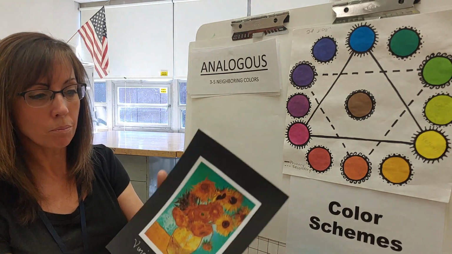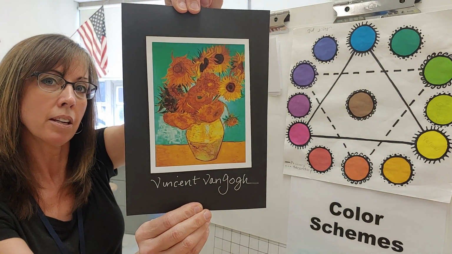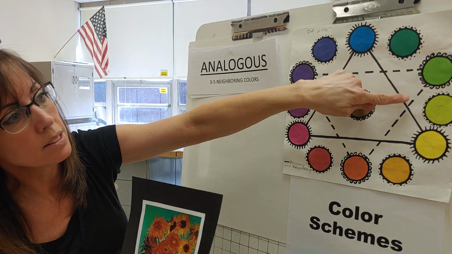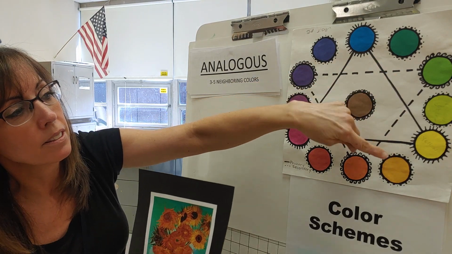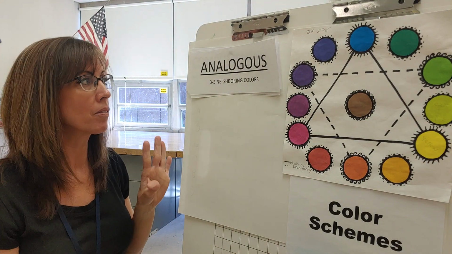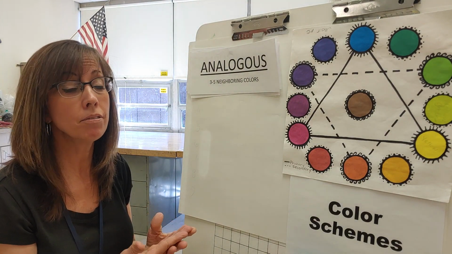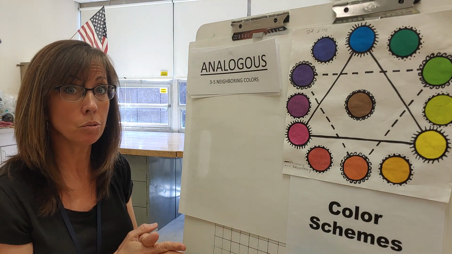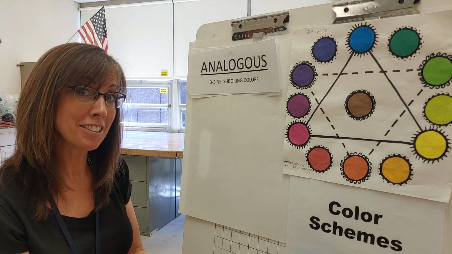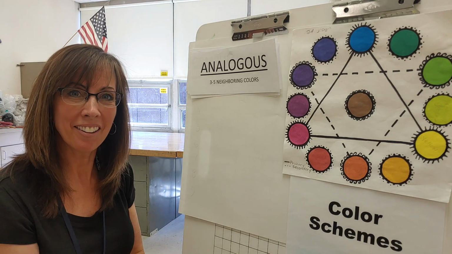Here's an example by Vincent van Gogh, some sunflowers that he painted. And he's using analogous colors, these 5 together. See it? All right, so that's just a little bit of an overview of different options you would have and different color schemes that you could use in a painting. I want you to be aware of them because you're going to have a little assignment where you do have to pick a color scheme.